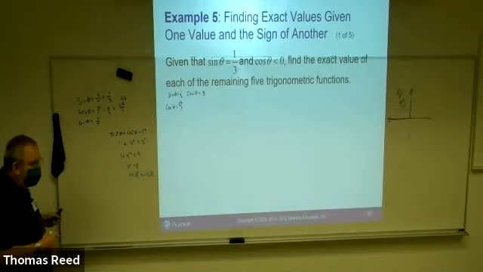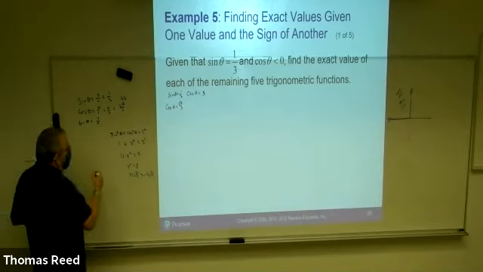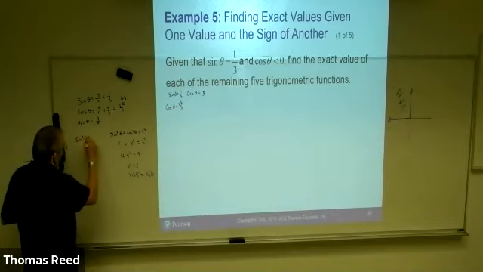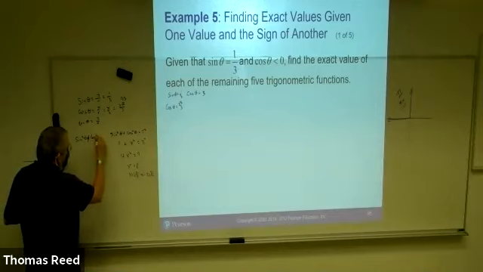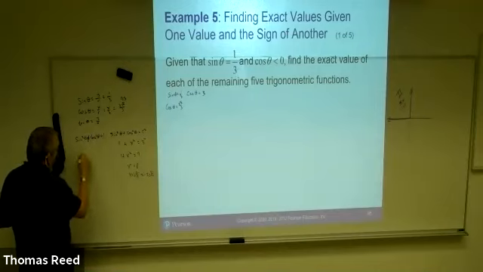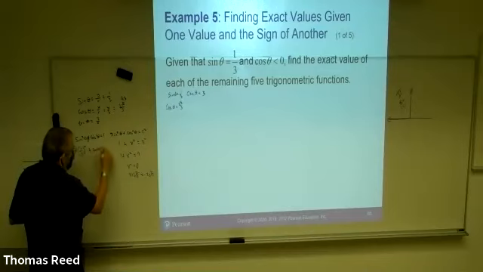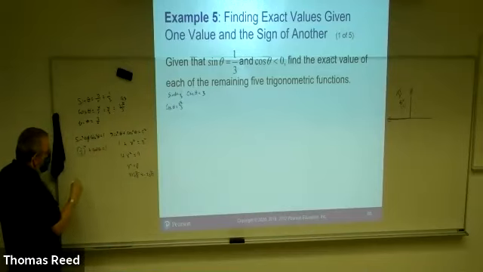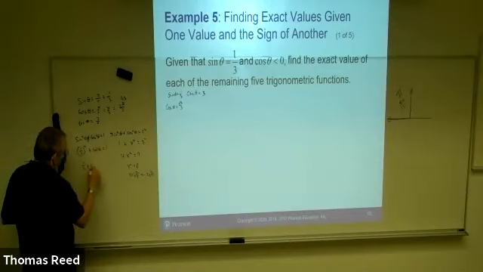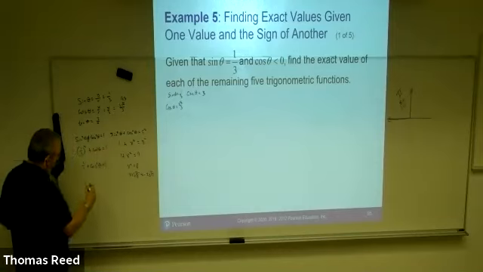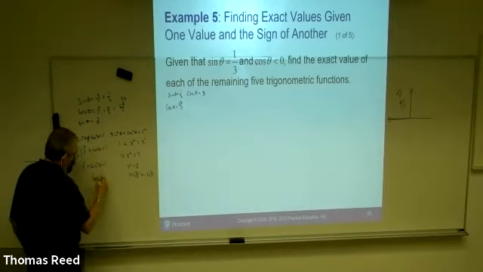I would have done this in a similar manner, except I would have used this one: sine squared theta plus cosine squared theta equals 1. Sine is 1/3. So we're going to square 1/3, add the cosine squared, and it's going to equal 1. So we have 1/9 plus the cosine squared of theta equals 1. Subtracting 1/9 from both sides, we get the cosine squared theta equals 8/9, right?